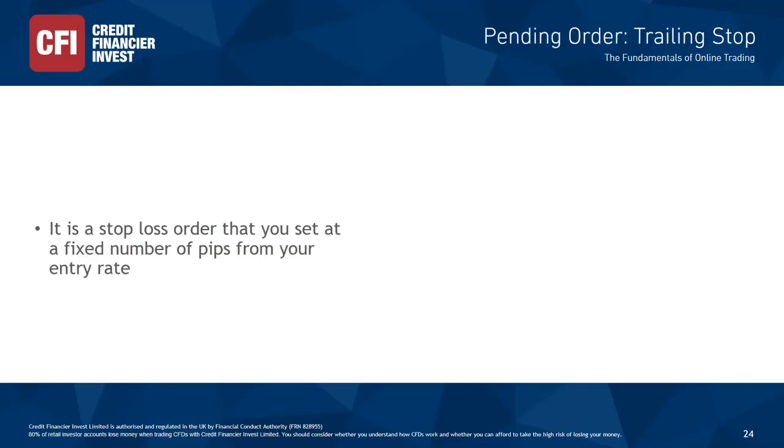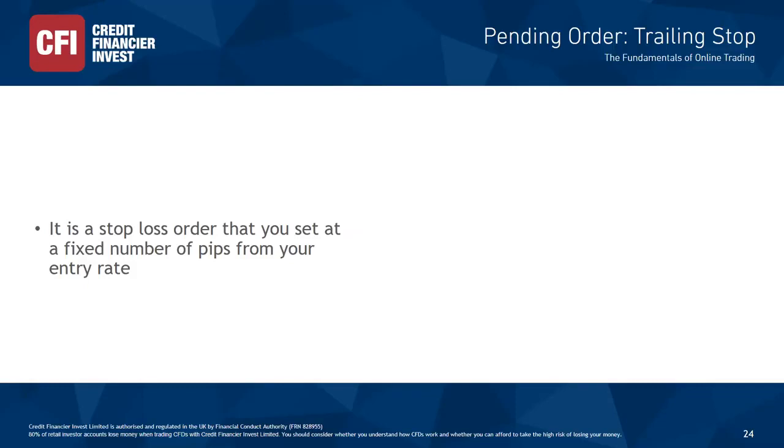And then the last one of the pending orders would be the trailing stop, okay? Probably some of you might have heard about this one, but one of the keys to successful trading is to cut losing positions quickly and let your winning positions run. Well, that is essentially what a trailing stop is, okay? It is a stop loss order that you set at a fixed number of pips from your entry rate.